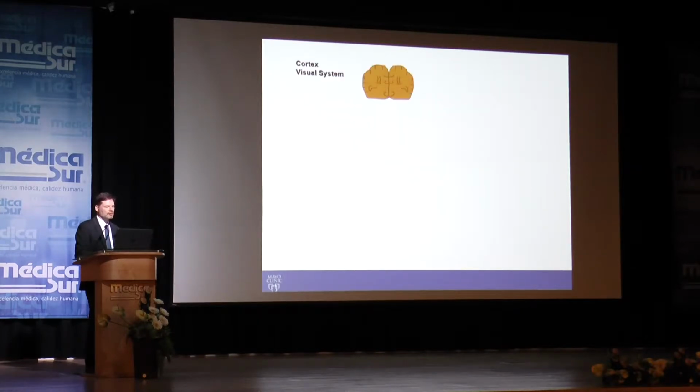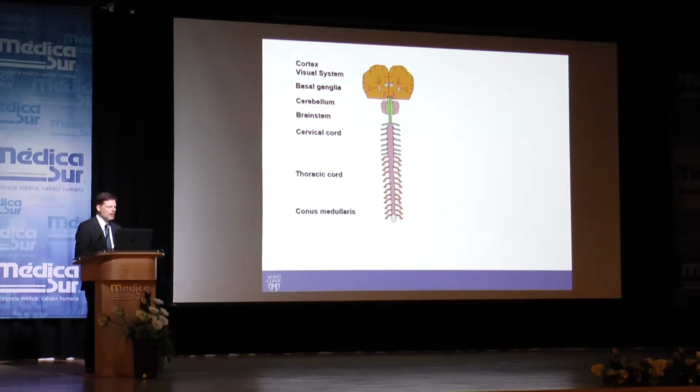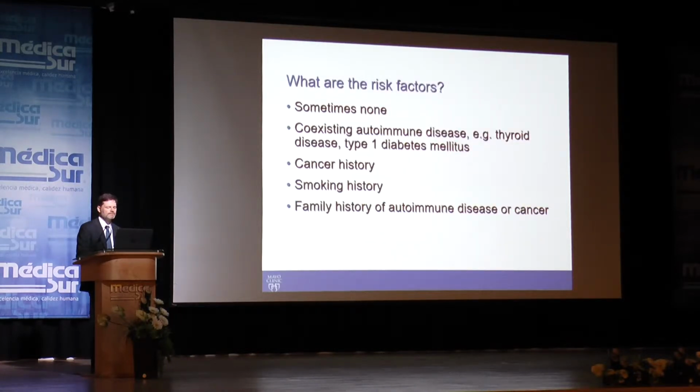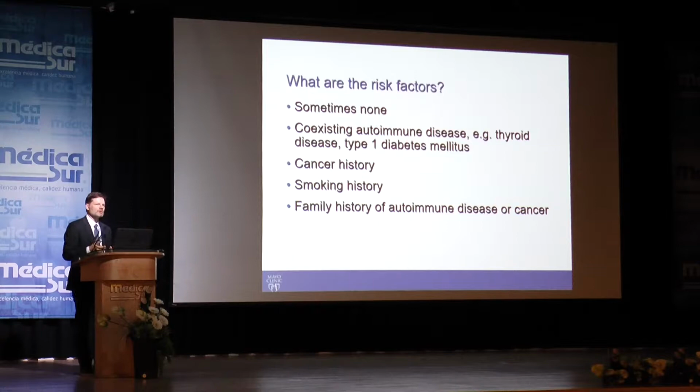And these are slides from my colleague Andrew McKeon in Rochester, and he likes to go through and break these down into cortex, basal ganglia, cerebellum, brainstem, cord, lumbosacral roots, dorsal horn, anterior horn, peripheral nerve, neuromuscular junction, muscle, and even autonomic nervous system. It helps to be able to find both risk factors and also an antibody that can make you very confident that this is indeed an autoimmune syndrome. The risk factors sometimes, though, are absent.